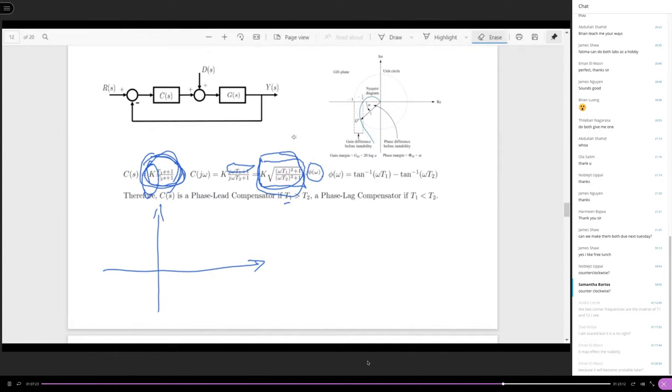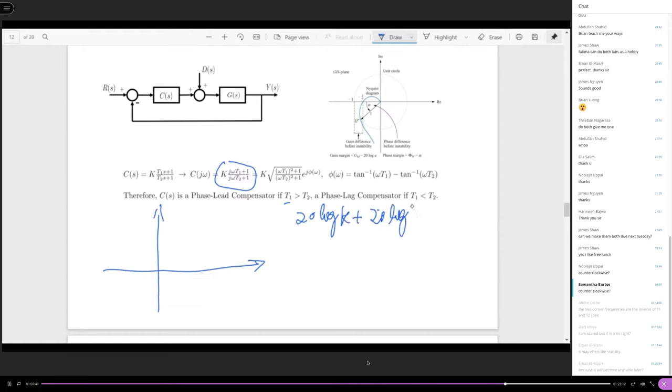Let's say for the first case, basically you have three factors: 20 log k, plus 20 log of the magnitude of j omega T1 plus 1, and minus 20 log of the magnitude of j omega T2 plus 1. This is the magnitude plot. For the constant, we're going to just leave this one aside for a while, and then look at this one.